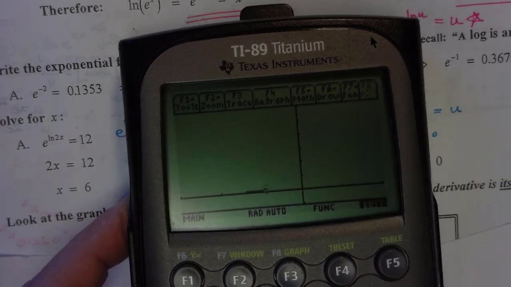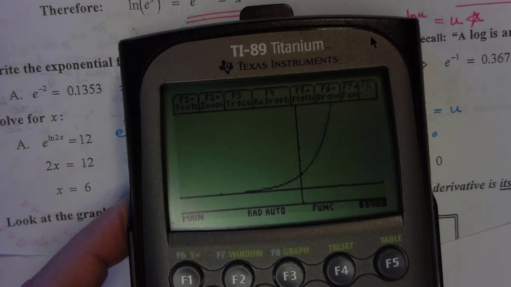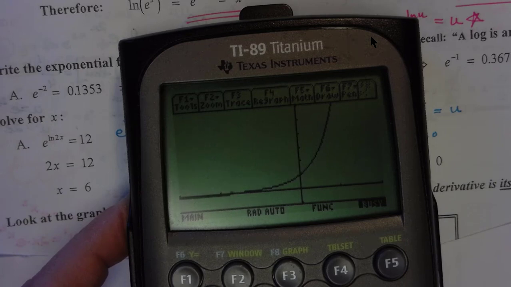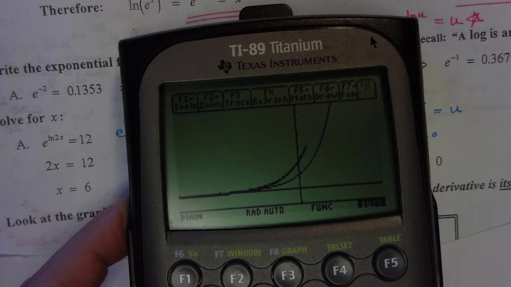Again, we are following the path, e to the 2x when x is 0, y is 1. There it is. And now I have the derivative coming across again in a thick line. You can see it coming right here. Oh, it's not laying on top of itself. Well, that's interesting.